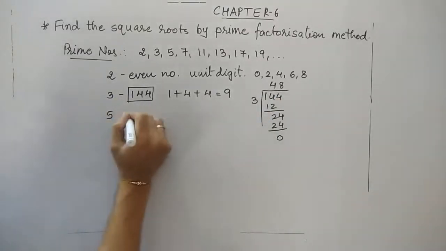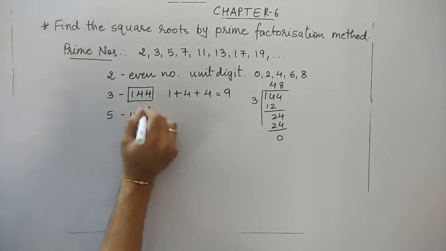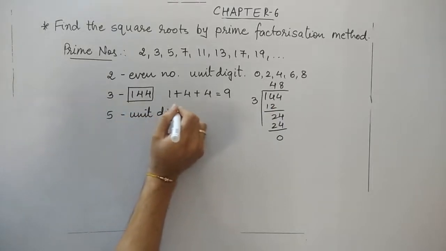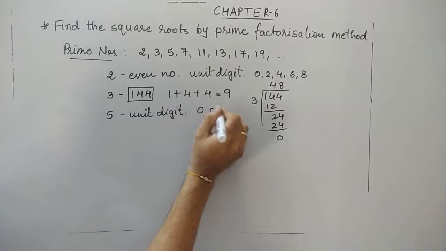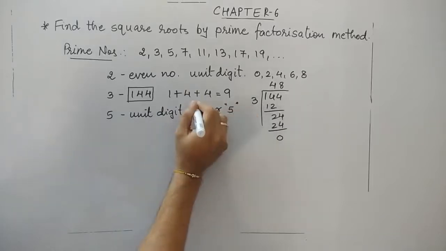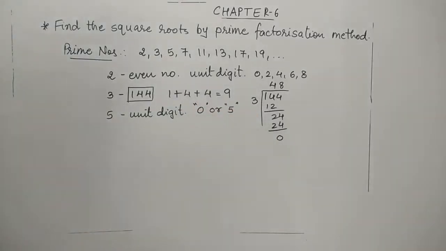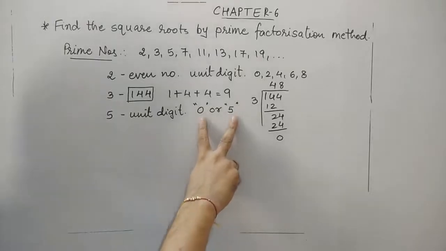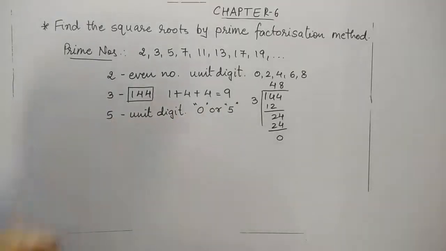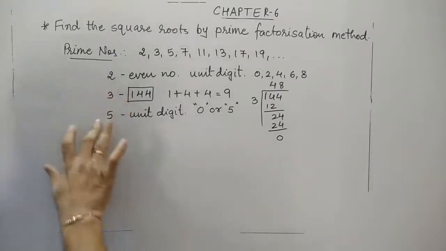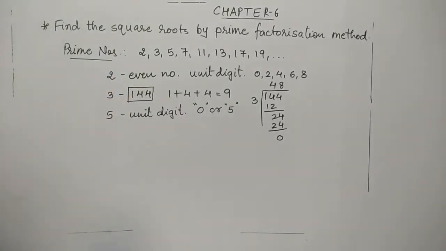Now for the 5, we should remember the unit digit. For any number, if the unit digit is 0 or 5, then that number is obviously divisible by 5. So these are the few divisibility keys of 2, 3 and 5 which we will use to find the square root using the prime factorization method.